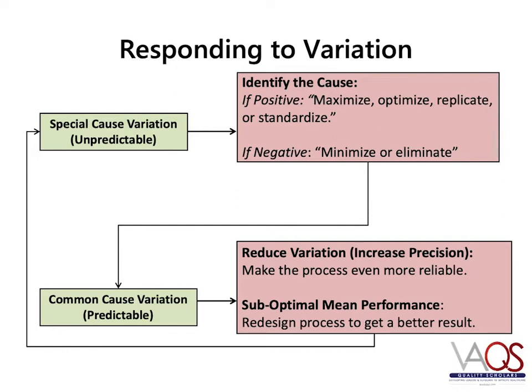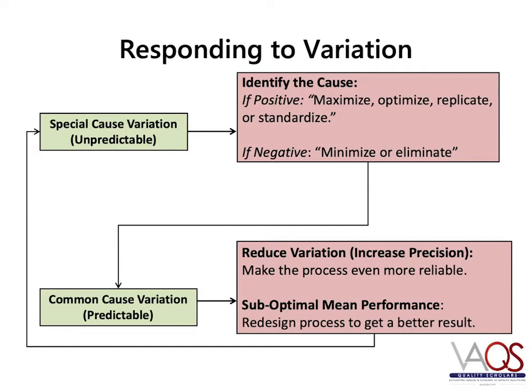Whether special cause variation is positive or negative depends on the context within which you are working. If you have special cause variation, you will use your understanding of context to determine if it is a positive or negative change. If the change is desirable, your goal will be to understand the assignable causes to maximize, optimize, replicate, and standardize the change. If the change is negative, your goal will be to understand the assignable causes to minimize or eliminate these changes.